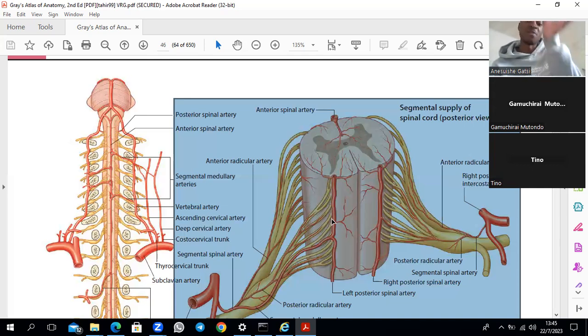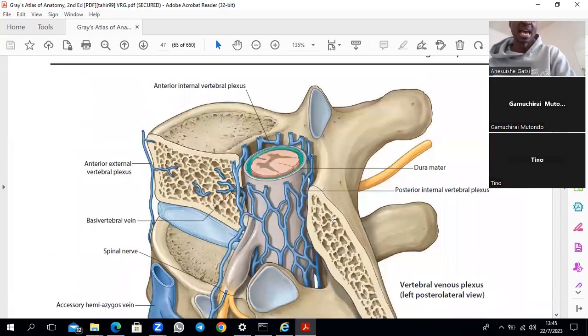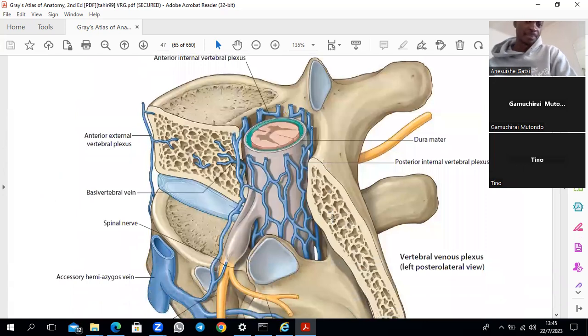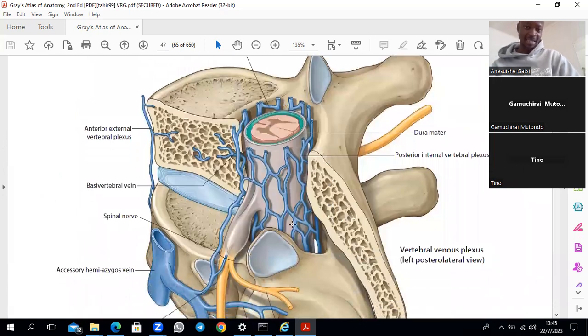So just know that we have an anterior spinal artery, then we have a posterior spinal artery. These arteries are not large enough to carry blood for the entire spinal cord, so they are reinforced by other arteries, for example, the intercostal and the lumbar arteries. Right. Then in terms of venous drainage, we have what we call vertebral venous plexuses. There's an internal vertebral venous plexus, then there's an external vertebral venous plexus.